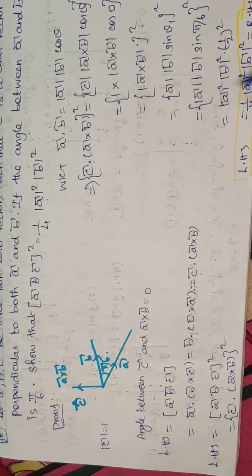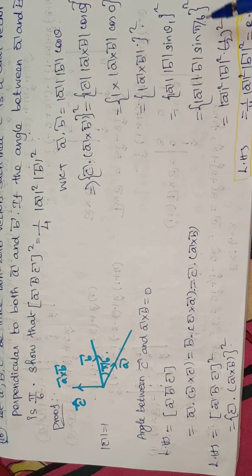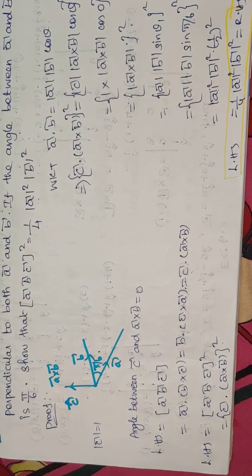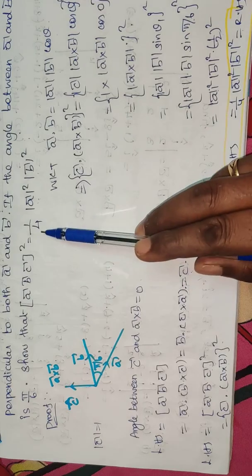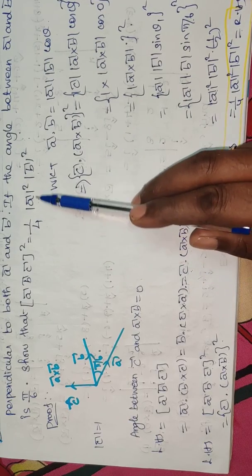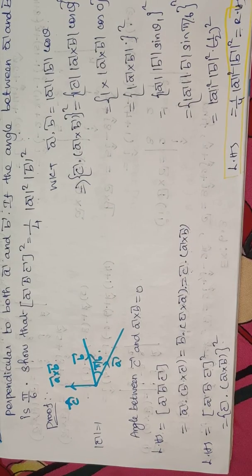So modulus of A vector, modulus of B vector sin theta, theta equal to pi by 6. I am going to expand this. So modulus of A vector square, modulus of B vector square, sin pi by 6, that is sin 30 degrees, value 1 by 2. So 1 by 2 the whole square. Totally we get 1 by 2 square, 1 by 4 modulus of A vector square, modulus of B vector square, that is equal to RHS. So RHS value is 1 by 4 modulus of A vector square, modulus of B vector square. So this is the answer for this sum. Clear? Thank you.